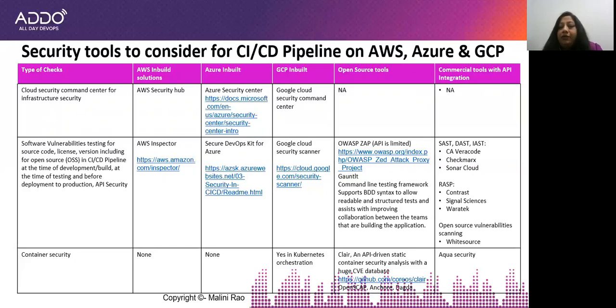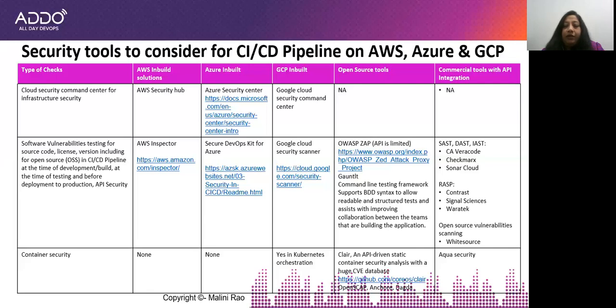And commercial tools, we have CA Veracode for performing source code analysis. We have Checkmarx for performing SAST, DAST, and IAST. We have SonarCloud for SAST, DAST, and IAST. These are some of the examples. There are quite a few tools available in the market, but these are the top ones. Then RASP, we have Contrast, we have Signal Sciences, we have Vera Tech. Then open source vulnerability scanning is very critical, and we have WhiteSource for that. Even Veracode does open source vulnerability scanning, but WhiteSource does specifically open source. So that's the reason I mentioned it here, and it is quite well used by organizations.